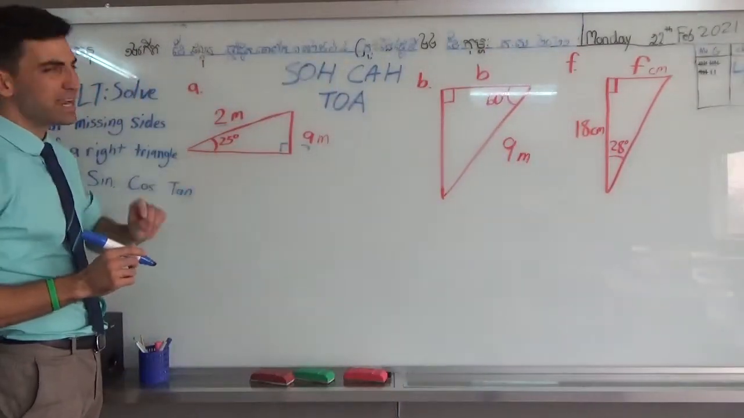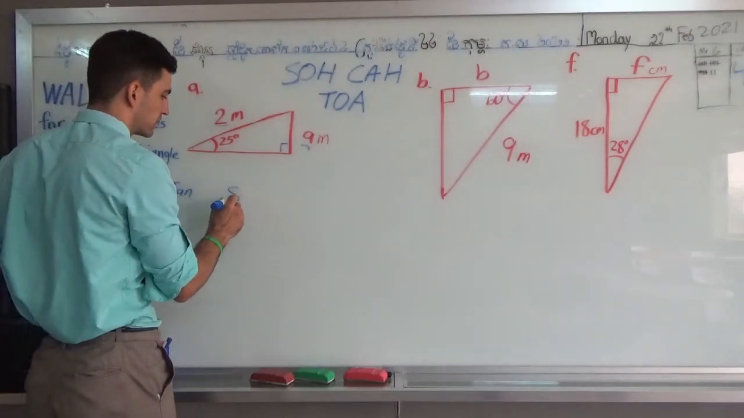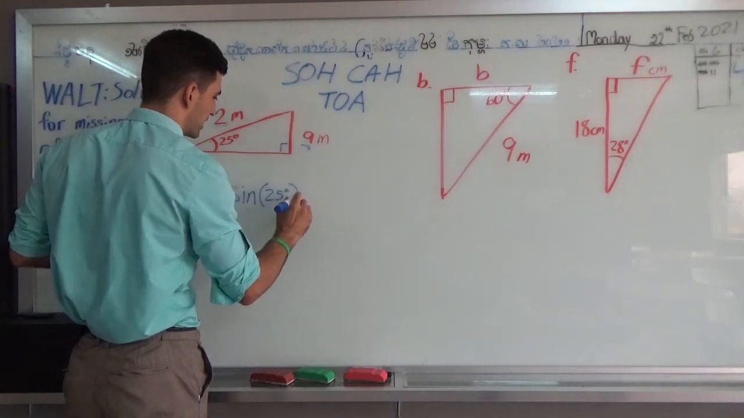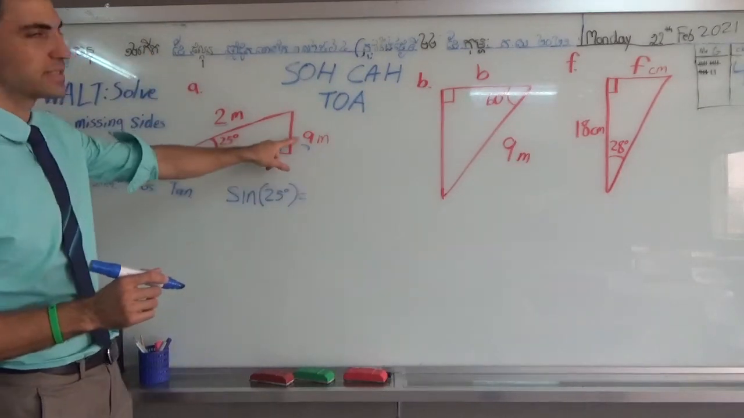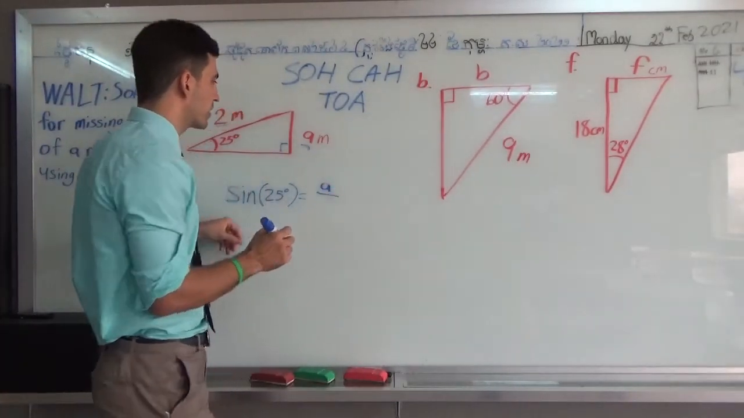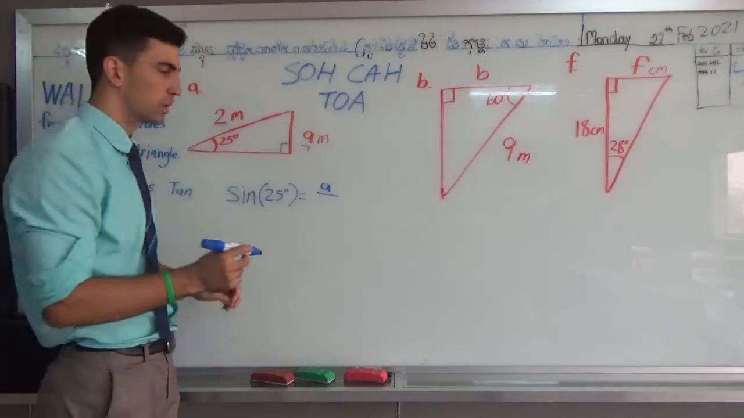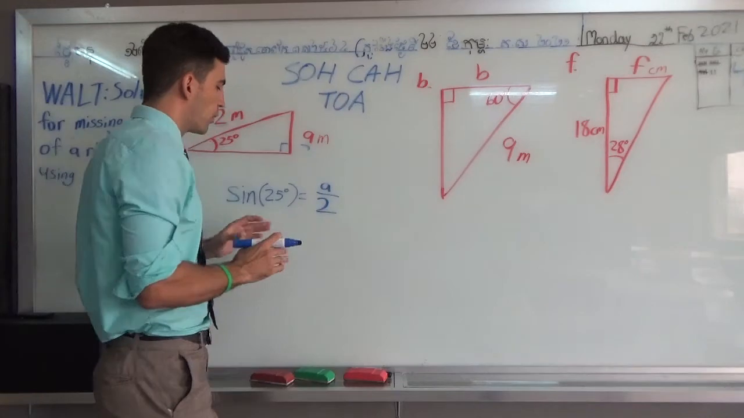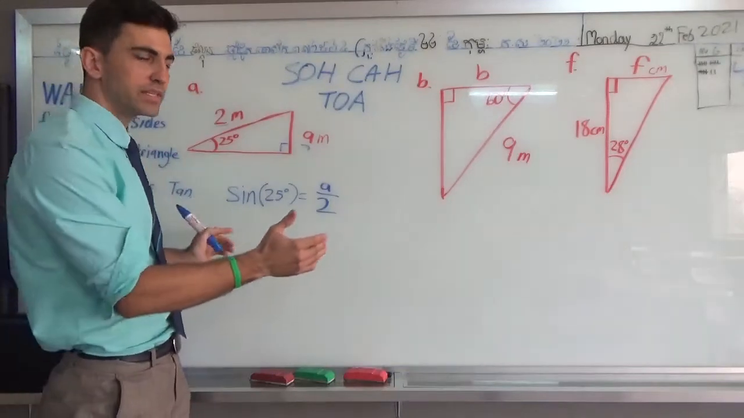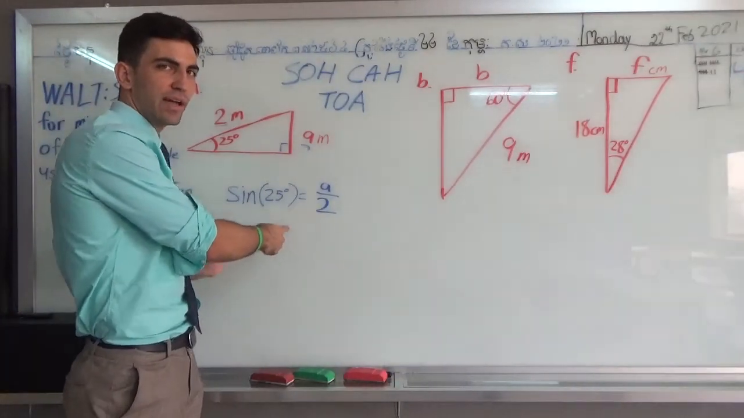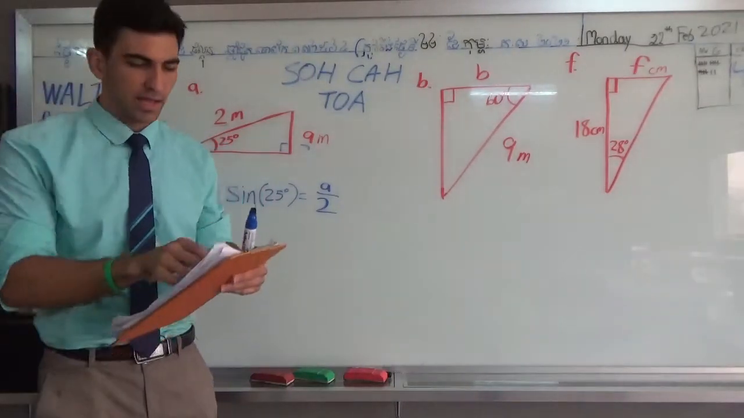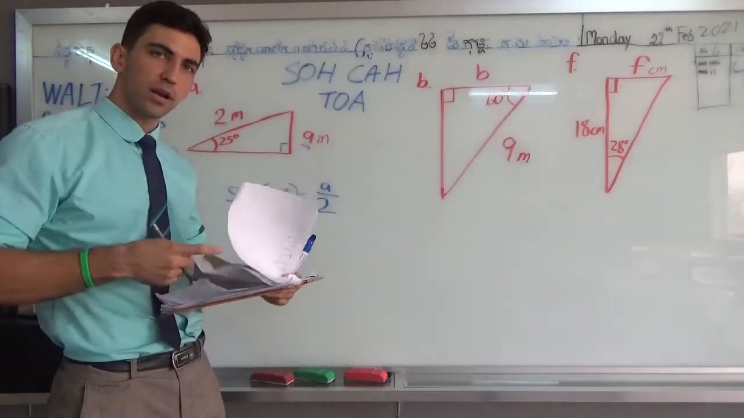We say that the sine of 25 degrees is equal to the opposite, which for now we're just going to leave as A, equals A over the hypotenuse, which is 2. Well, we can use our calculators or we can use our trig charts, and what we discover is that the sine of 25 is just a decimal, and we can use it as just a regular number.